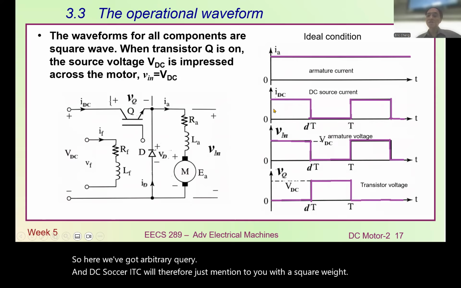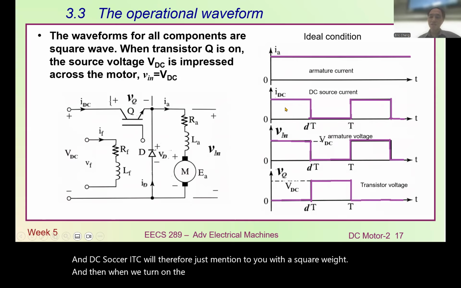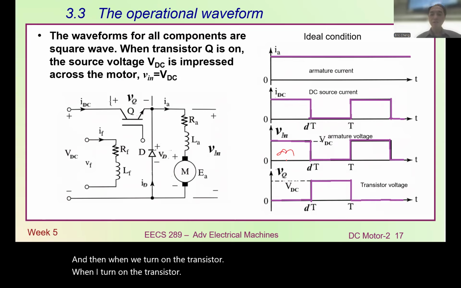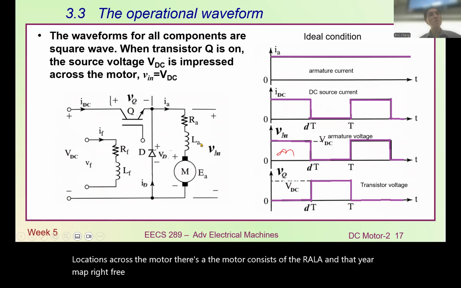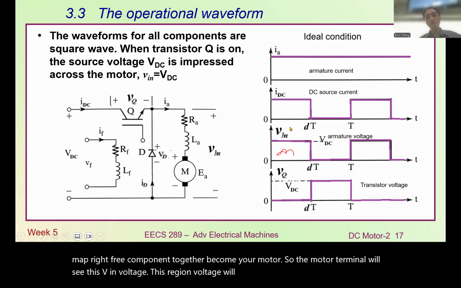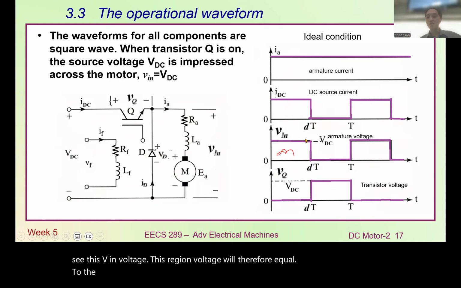And then when we turn on the transistor, of course this voltage across the motor, the motor consists of the RA, LA, and back EMF, right? Three components together become your motor. So the motor terminal will see this V-in voltage. This V-in voltage will therefore equal to the VDC in here. So the amplitude equals VDC.